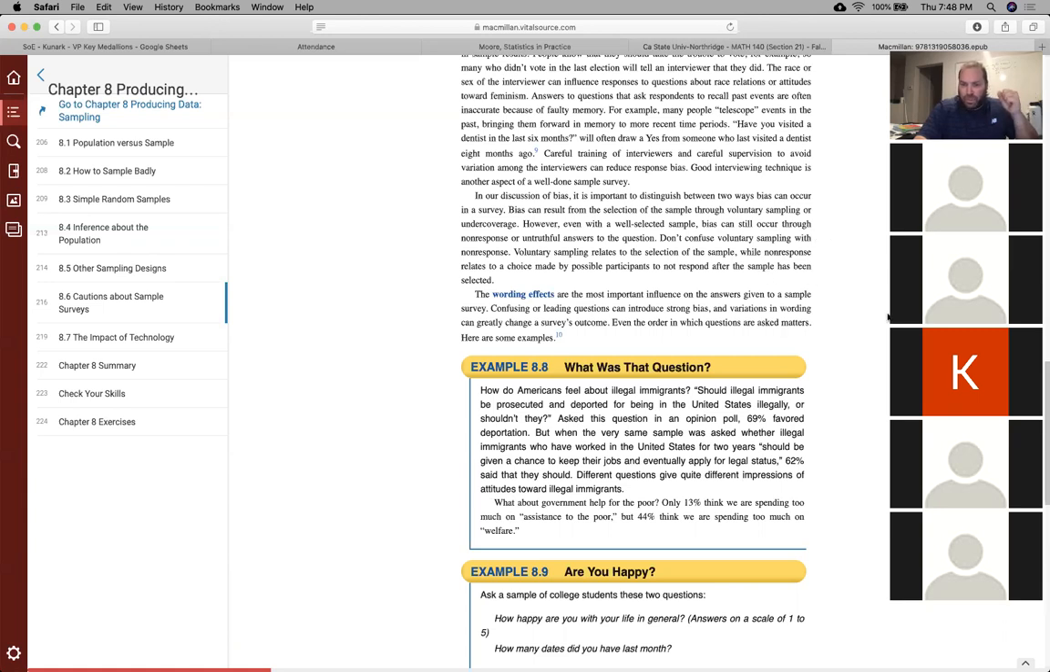Well, welcome back. So different questions can give different impressions of attitudes toward illegal immigrants, like we have here. And just be on the lookout, again, very qualitative, that the wording can have a significant effect on the response.